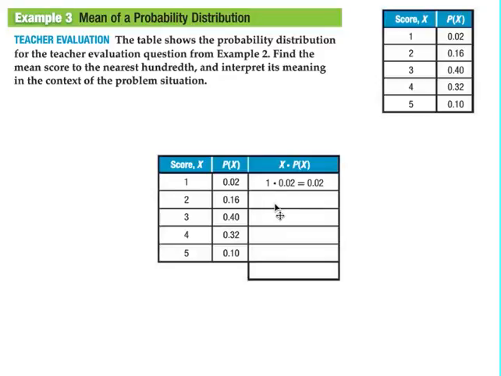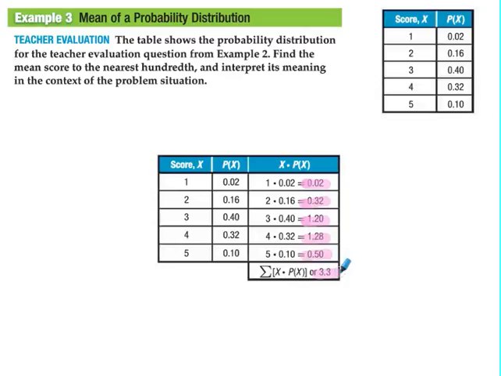0.32. What do you get from this one? 1.2. What do you get from this one? 1.28. And what do you get from this one? 0.5. So now what we need to do is find the mean. To find the mean, you're going to add all those numbers up. So if I add the 0.02, the 0.32, the 1.2, the 1.28, and the 0.5, I will get 3.3.